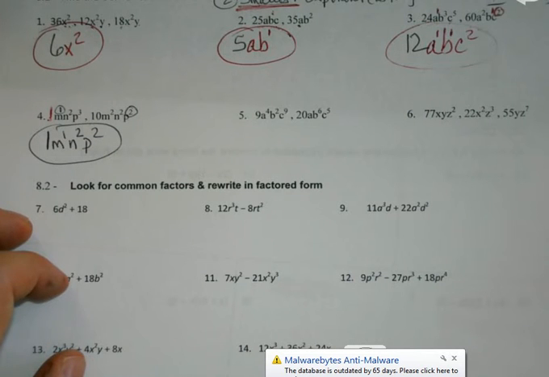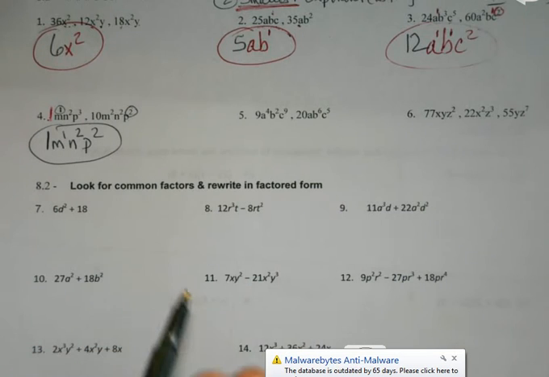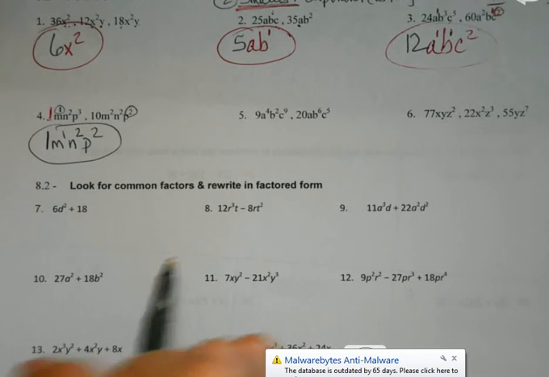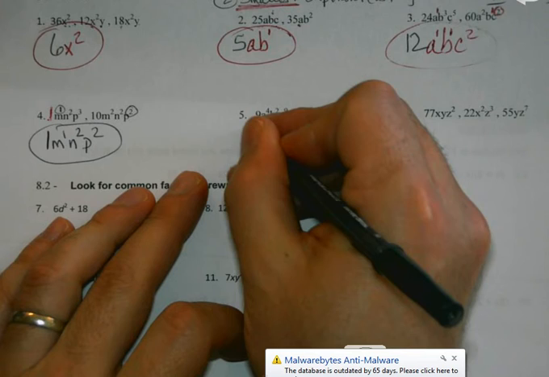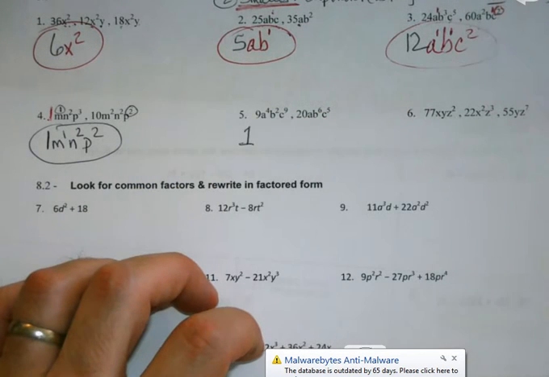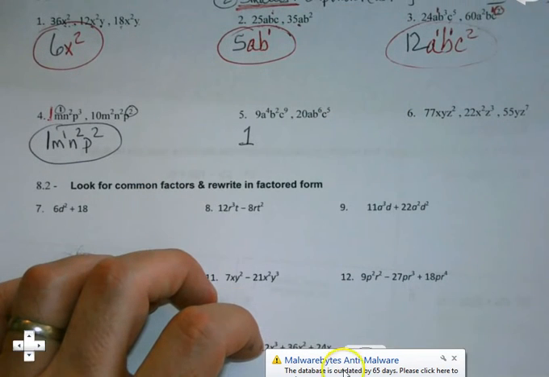Number 5. Coefficients, 9 and 20. What divides into 9 and 20? Does anything divide into 9 and 20? 1. Just 1. I can look all over my chart and I'm not going to find any row or column that has a 9 and a 20 in it. So sometimes we just got to take the 1. That happens.